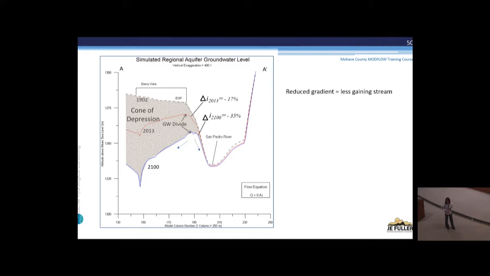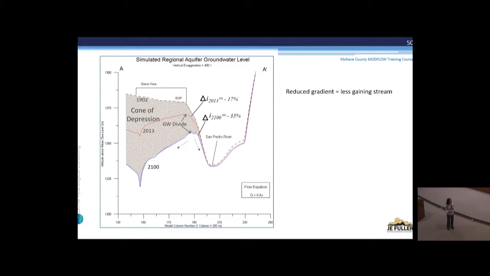And we know from Darcy's law that discharge is proportional to gradient. Remember the luge? We change the gradient, we change the amount of flow coming out the other end. So what does that tell you about flow getting to the river? Is less than it used to be.